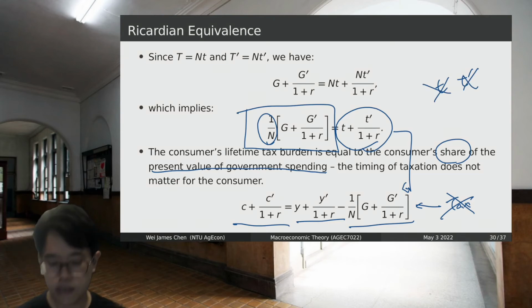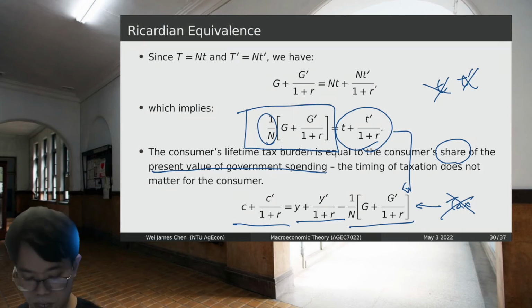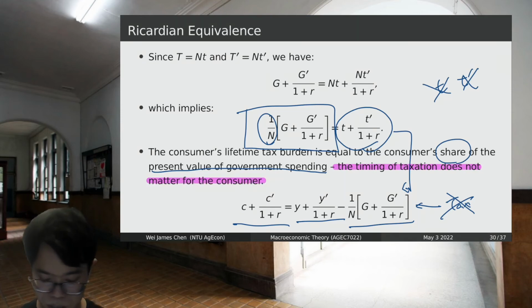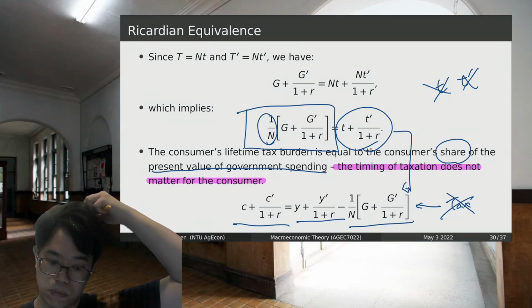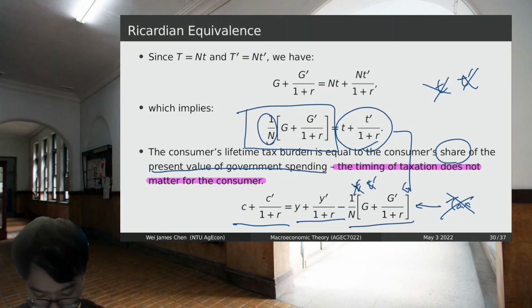This is exactly the Ricardian equivalence theorem. What I mean by that, notice that here, we're basically saying that the timing of the taxation does not matter for the consumer, right? Because the T and T plum don't appear here.